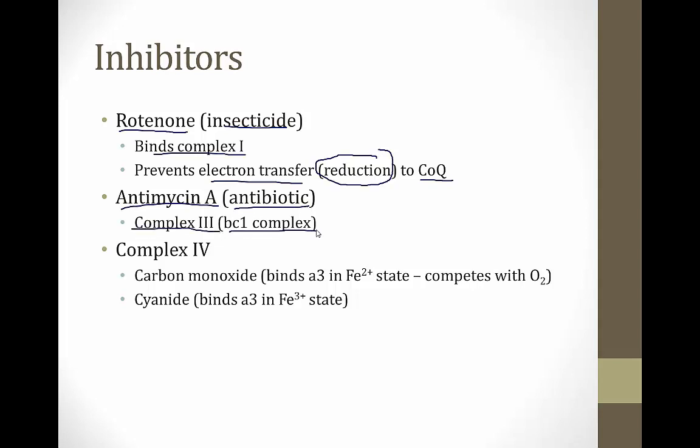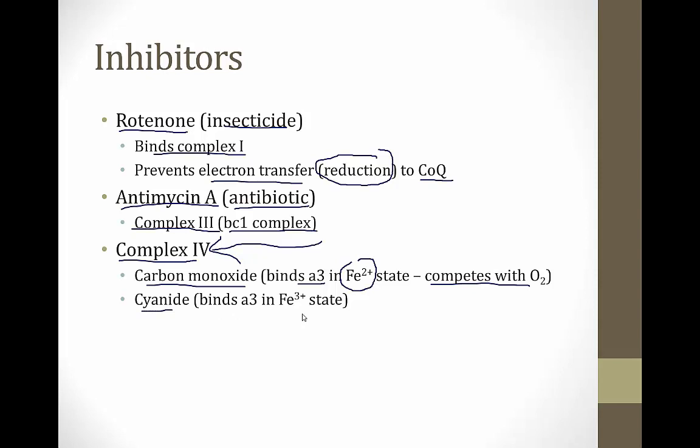Then finally, there are two important substances that can bind to complex 4. Remember that complex 4 transfers electrons to oxygen, and it contains iron in both the 2+ and 3+ state. Carbon monoxide likes to bind to iron in the 2+ state, and remember that's the state that iron's found in hemoglobin. So the main problem from carbon monoxide poisoning is that it binds to iron in hemoglobin and prevents oxygen uptake by red cells. But a lesser effect of carbon monoxide poisoning is that it binds the 2+ iron in cytochrome a3 and competes with oxygen for electron transfer in complex 4. A more important poison of complex 4 is cyanide.